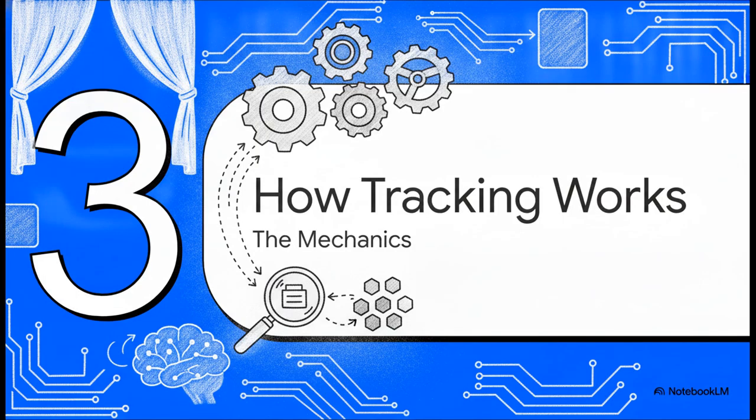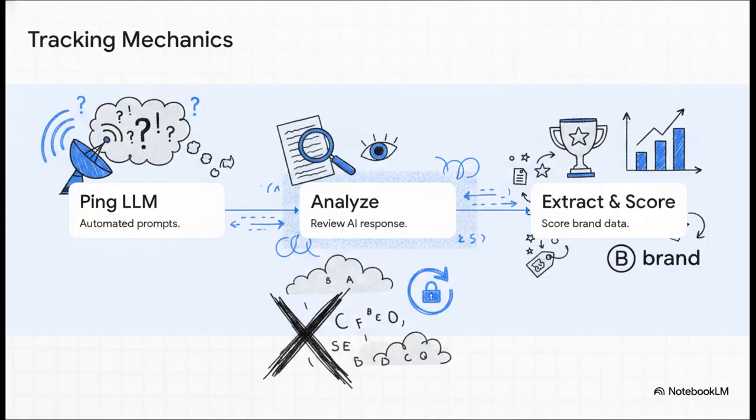Section 3. How the tracking works, the mechanics. Let's pull back the curtain here. It really boils down to a 3-step closed-loop process. Step 1, the trackers use APIs to continuously ping the LLM with specific automated prompts that are highly relevant to your industry. Step 2, they analyze that generated conversational response the AI just spat out. And Step 3, they extract and score specific brand data and positioning.